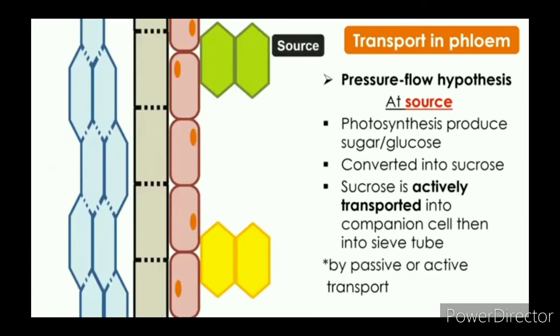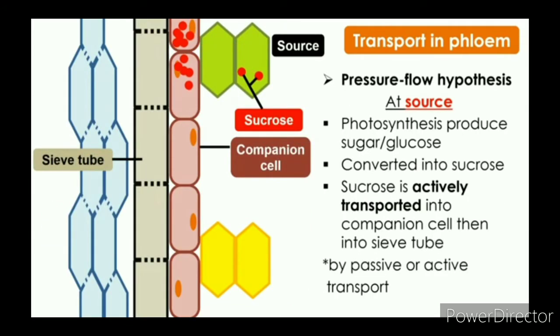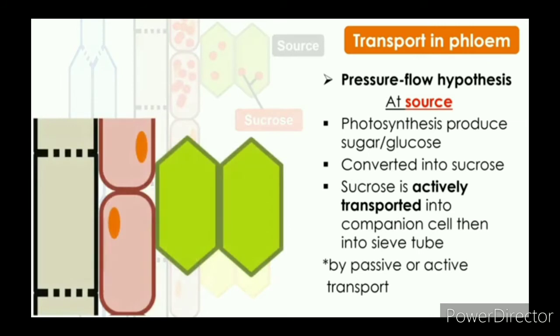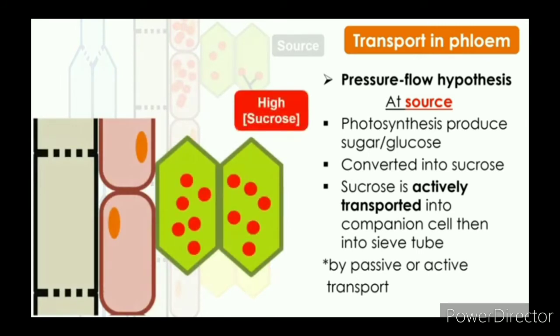It starts with photosynthesis producing sugar or glucose, which is then converted into sucrose. Sucrose is then transported into the companion cell, then into the sieve tube. This process can occur either by passive or active transport. Passive transport will take place if the source cell has a higher concentration of sucrose compared to the companion cell and the sieve tube.